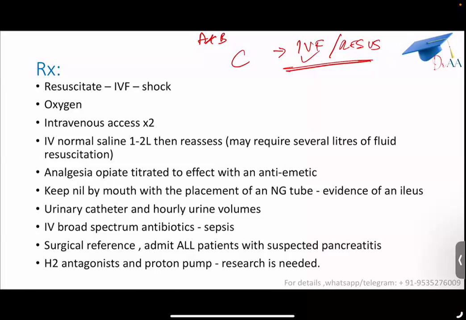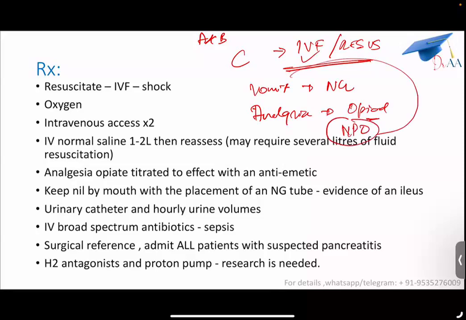Okay, then we come to symptomatic treatment. If they are vomiting, give antiemetics. A nasogastric tube will be helpful with the vomiting. Pain management, that is analgesia, is very important. Most of the time you will require opioids because there will be acute severe pain. Don't give anything by mouth because they will tend to vomit everything. So keep them nil by mouth.